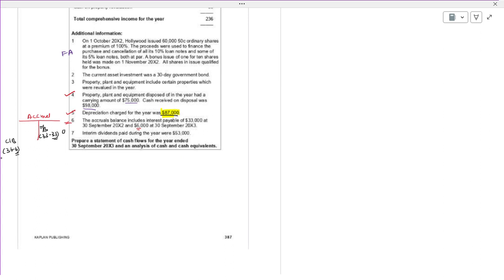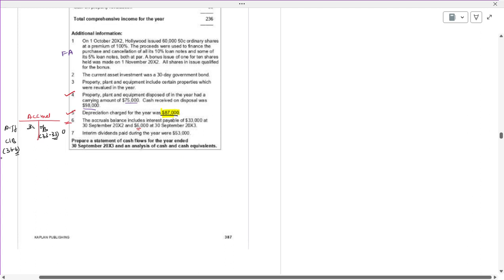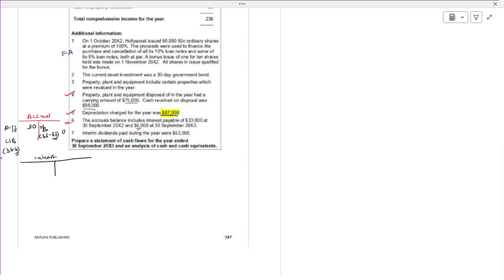Accruals difference is how much? The accrual difference is 30. Now, immediately I will put interest also for you so that you will not have any doubt on that. How much is the interest? We have removed interest 33.